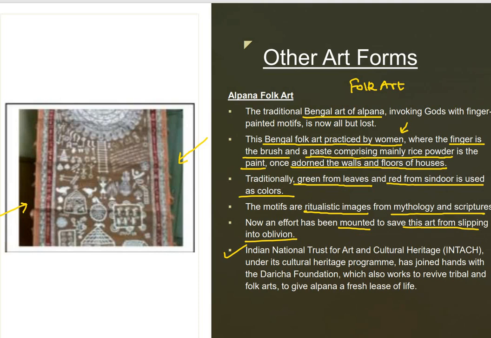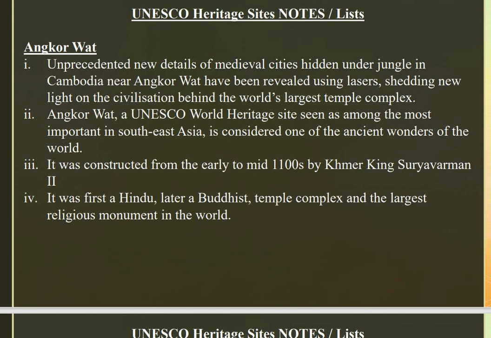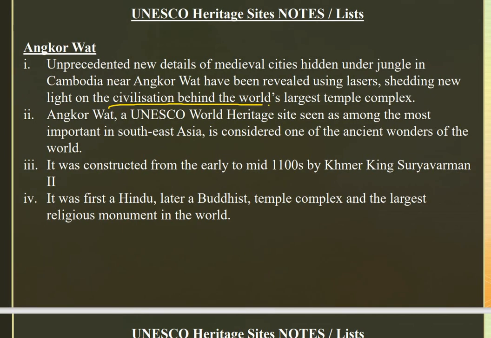Okay. The next important pointer, next important current affair, as you can see, unprecedented new details of medieval cities hidden under jungle in Cambodia near Angkor Wat has been revealed using lasers, shedding new light on the civilization behind the world's largest temple complex. तो आप इधर देख सकते हो, unprecedented new details of medieval cities hidden under jungle in Cambodia near Angkor Wat has been developed, has been excavated.